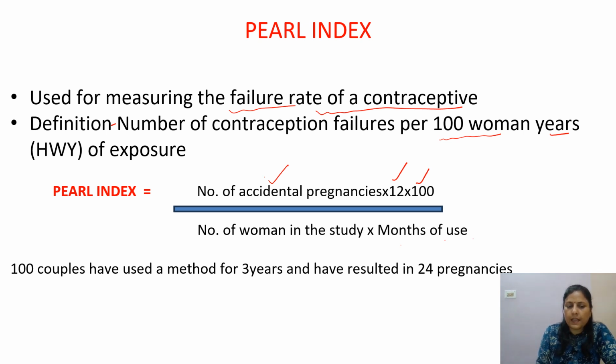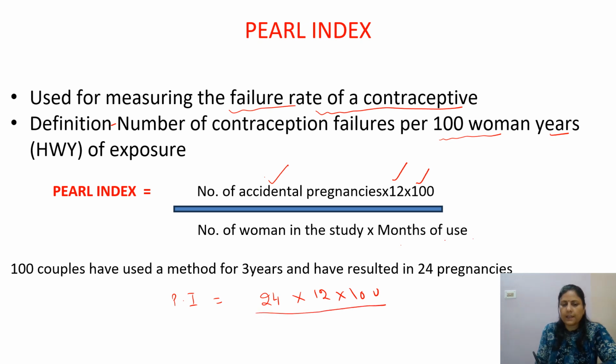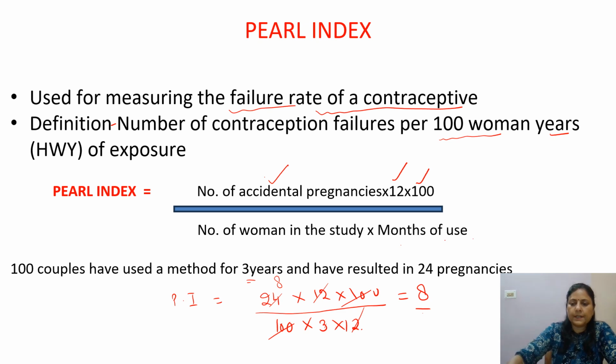Suppose there are 100 couples who use a certain contraception method for 3 years and it resulted in 24 pregnancies. So the Pearl index will be: accidental pregnancies, in this case 24, multiplied by 12 into 100, divided by the number of women studied, that is 100, and the months, 3 years, that is 3 into 12 months. After simplifying this, you will get a Pearl index of 8.